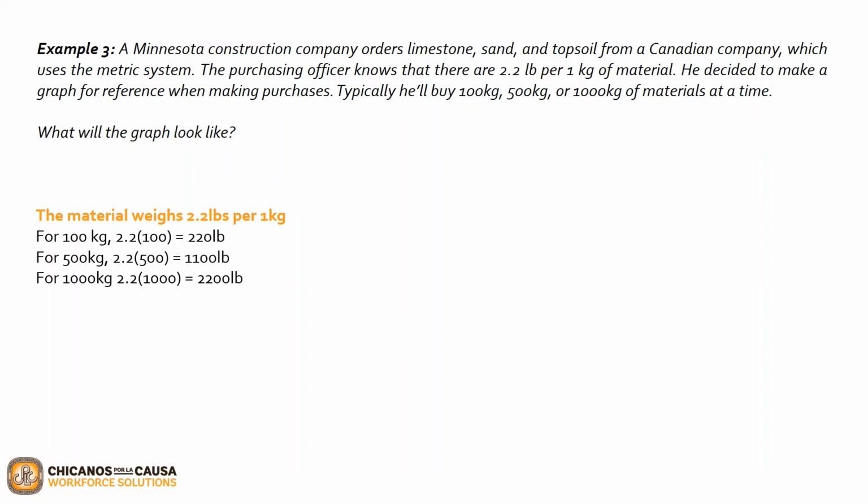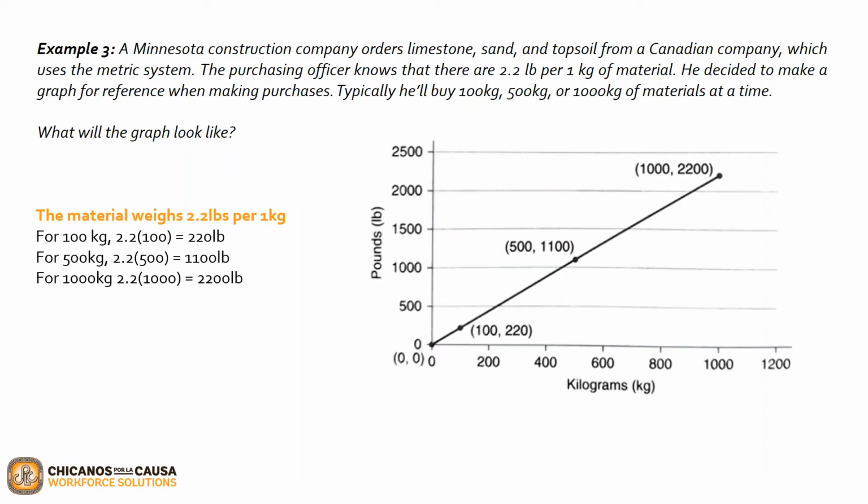So if we were to graph it, we are going to use those same numbers for our plot points. So you'll notice that we have one plot point at 100 and 220. So that's that first set. We have 500 and 1,100 as our second point. And lastly, we have 1,000 and 2,200 as the last and highest point.